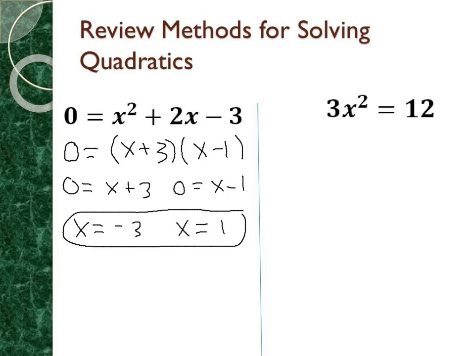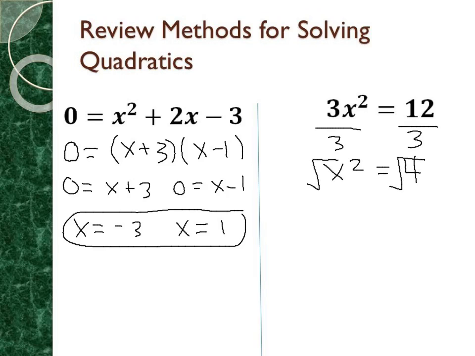For the second problem, we had no b value. And when there is no b, what we can do is simplify by writing it in terms of our x squared. And for this equation, we'll divide both sides by 3. And this leaves us with x squared is equal to 4. And then we take the square root of both sides.